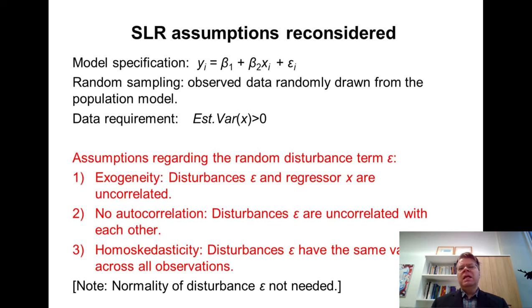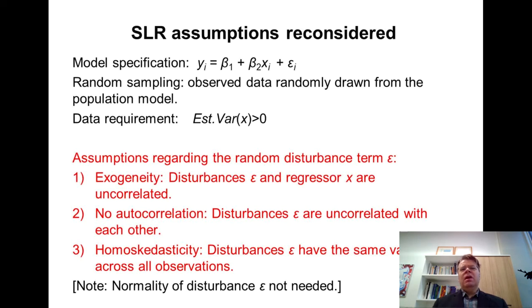Then we had this data requirement that we need to have some variation in our explanatory variable. And also, in order to use probability theory, we need to have our empirical data drawn by random sampling, either intentionally or unintentionally. So we need to think about our observed sample as a random sample drawn from some population.